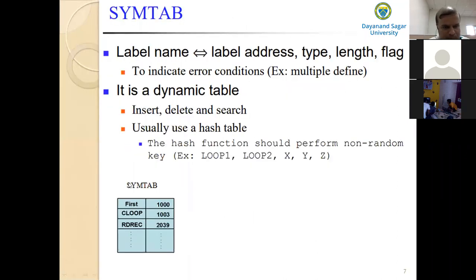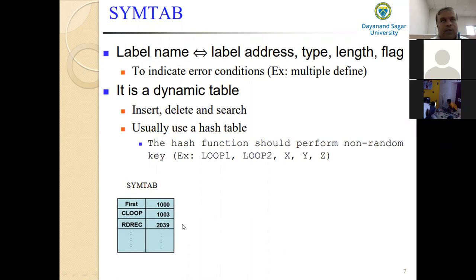See the SymTab table here. These are the labels which are used as the key, and these are the assigned addresses to them. So for the label FIRST, what is the assigned address? 1000. For CLOOP, it is 1003. For RDREC, 2039.